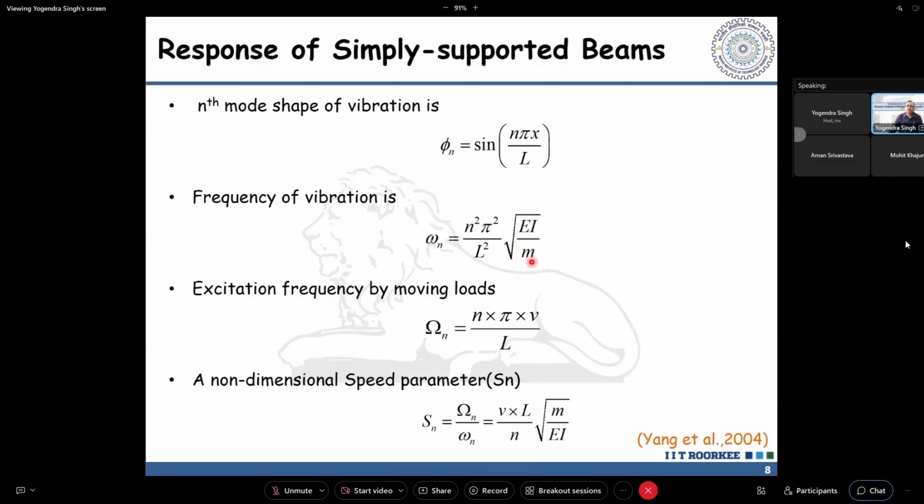So this m is mass per unit length, L is the span. So it is inversely proportional to L square, as we understand that as the span will go on increasing, the frequency will go on reducing, or the period will be longer. So a longer bridge will be vibrating with a longer period. And if EI is increased, that means we make the bridge stiffer. So a stiffer bridge will vibrate at higher frequency or with short period. So stiffer the bridge, the less will be the period.